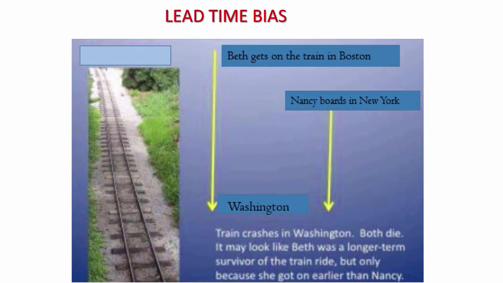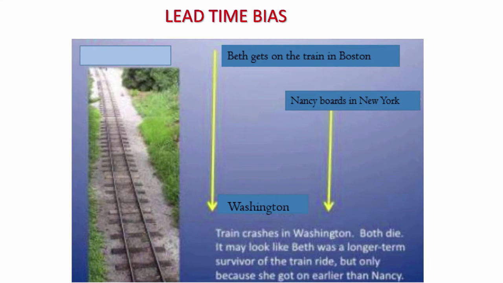Now that we have that settled, let's talk about what's referred to as lead time bias. I'm going to talk about Beth and Nancy and their ill-fated trip to Washington, then explain how that also refers to cancer diagnosis, and opens up a whole lot of questions about screening tests. In this example, Beth is getting on a train in Boston. Nancy boards the train in New York. When they both get to Washington, the train crashes and both die. It may look like Beth was a longer-term survivor, but only because she got on earlier than Nancy.